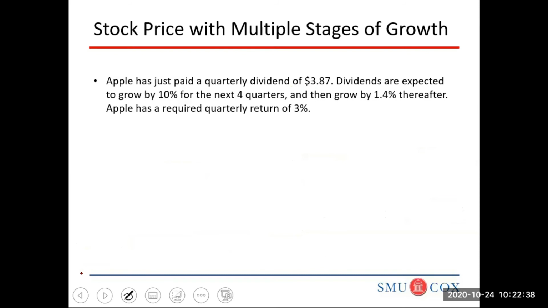This one is actually very similar to the one we just did. Apple paid a quarterly dividend of 3.87, and dividends are expected to grow by 10% for the next 4 quarters, and then by 1.4% thereafter. This is quarterly, so we'll need to make sure that we're using quarterly discount rates. Otherwise, it's very similar to what we just did. 1, 2, 3, 4, 5. So I'll just think about them as periods.